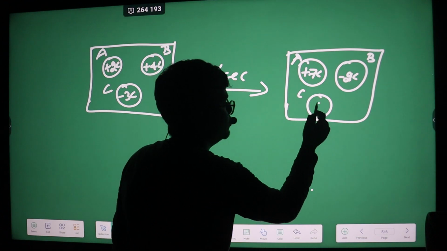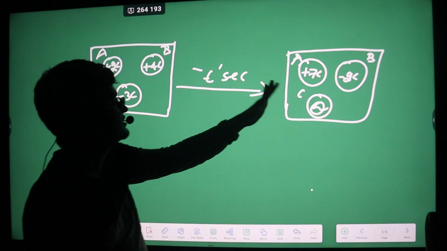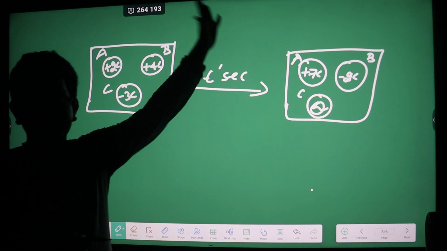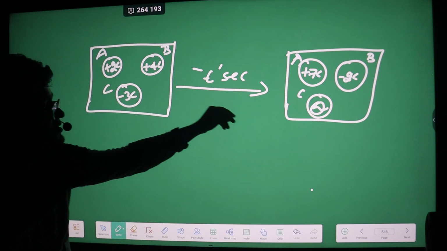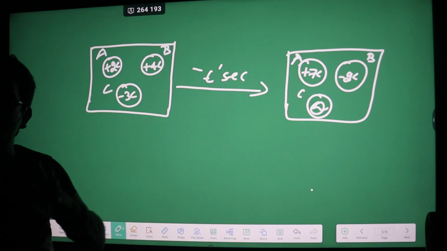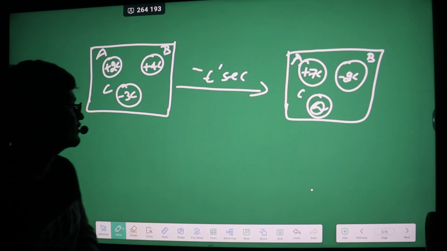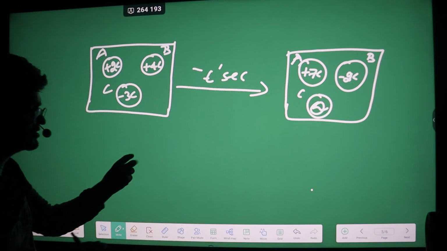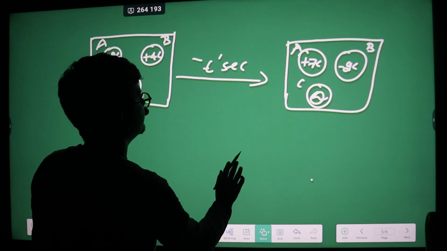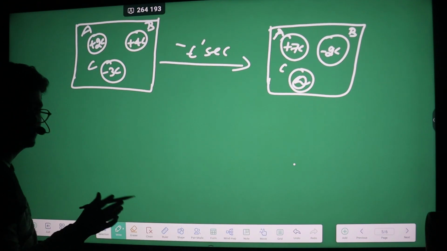I'm asking you, what is the charge on body C after a time interval of t seconds? That means, what is the value of Q? Find out the value of Q. Just try to solve this problem. I'm going to give you the solution now.